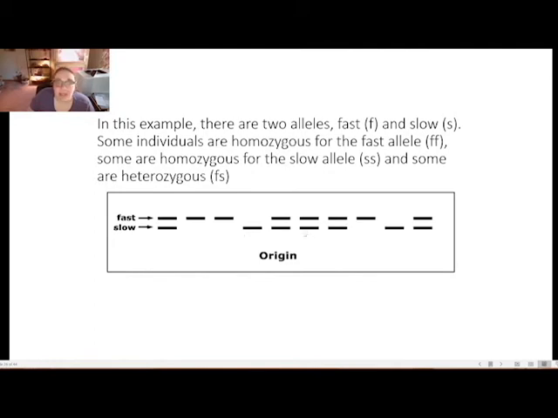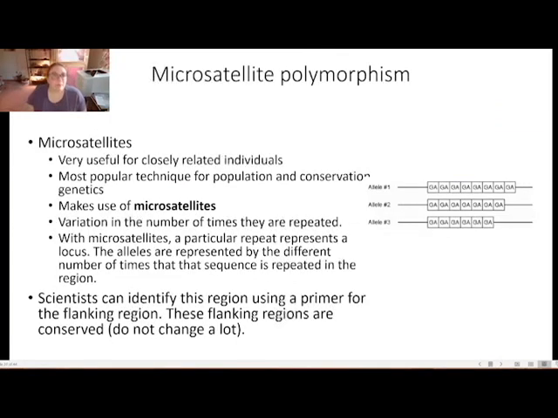And some can be heterozygous, so they might have 2 bars. So it has both of these alleles. Based on where the bar is and how many bars there are, we can determine more about the makeup of the genetics of whatever we were testing. Then we have microsatellite polymorphism.